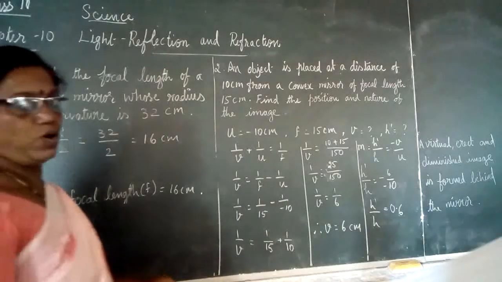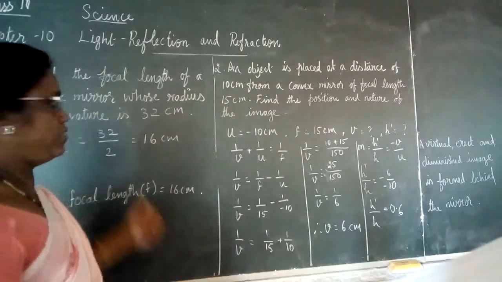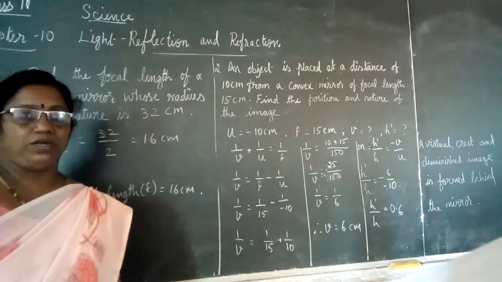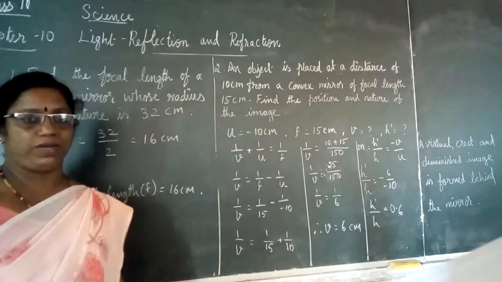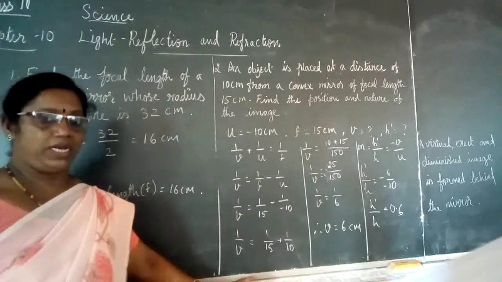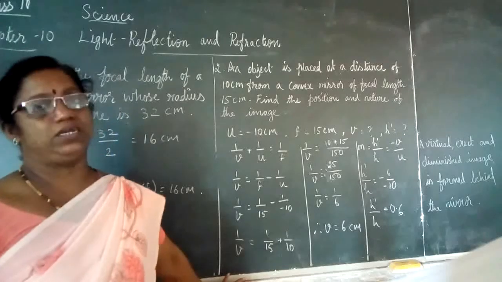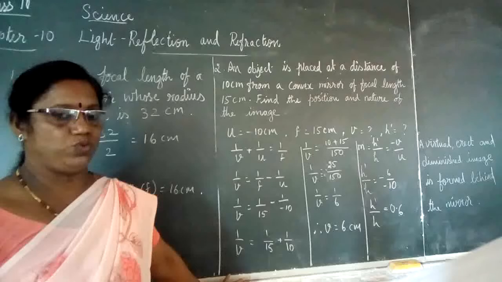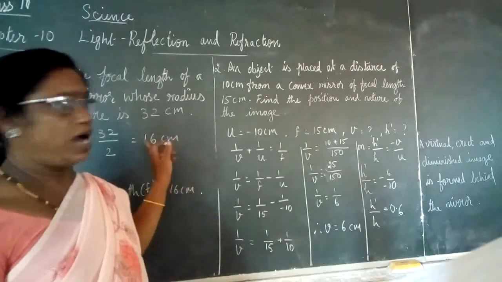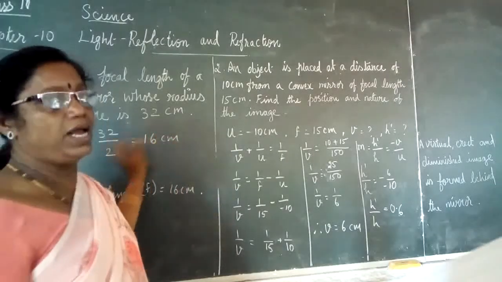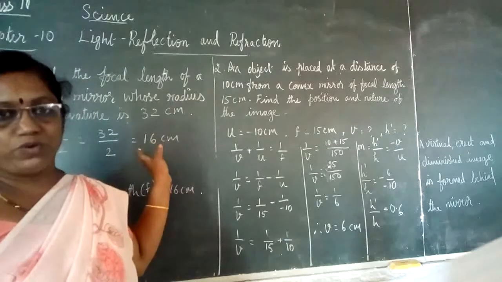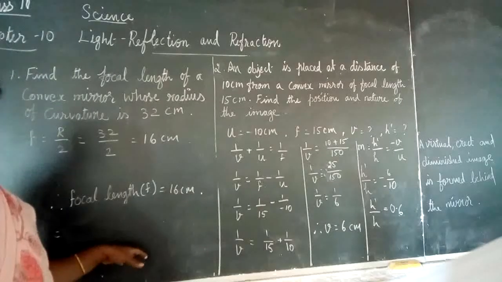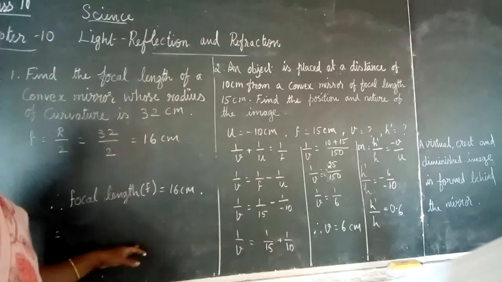We are going to solve two sums. The first one is the radius of curvature of a convex mirror is given. You have to find the focal length of the mirror. And you all know the relation between the focal length and the radius of curvature of a mirror is f is equal to r by 2. Hence, since it is given r is equal to 32 centimeter, f will be equal to r by 2, that is 32 by 2 gives you 16 centimeter. This is a simple sum. It is asked in your textbook.